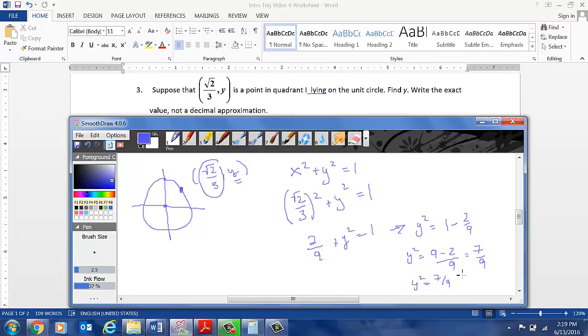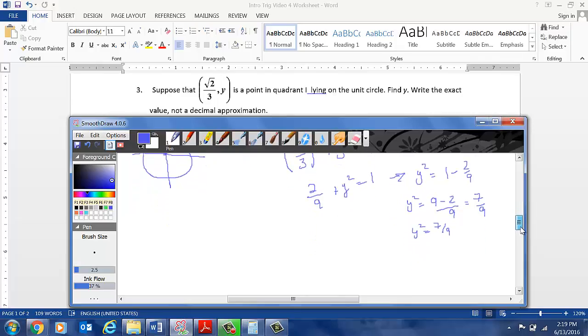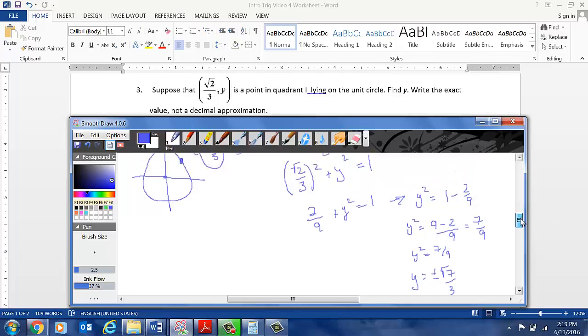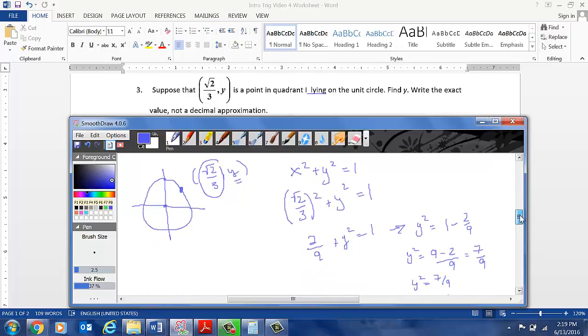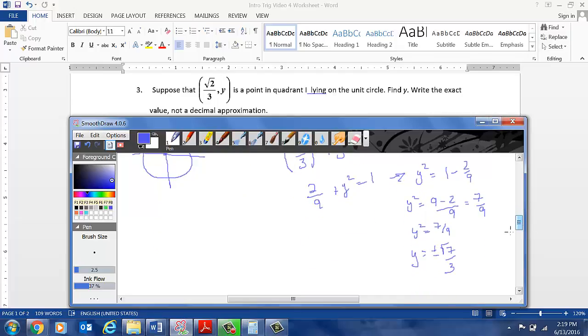Take the square root of both sides. And y would be equal to plus or minus the square root of 7 over 3. Okay, so let's take a look at this question again. This says this point is in quadrant 1. So if the point is in quadrant 1, then both the x and y coordinate would have to be positive. So my y has to be positive. So to answer the question, y would have to be equal to positive square root of 7 over 3.